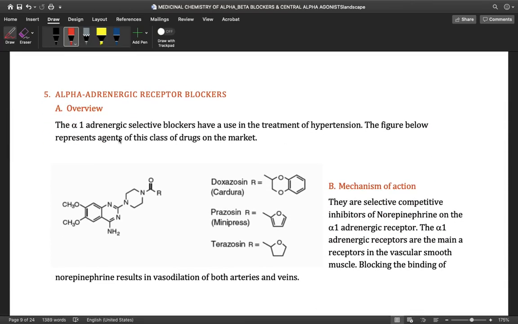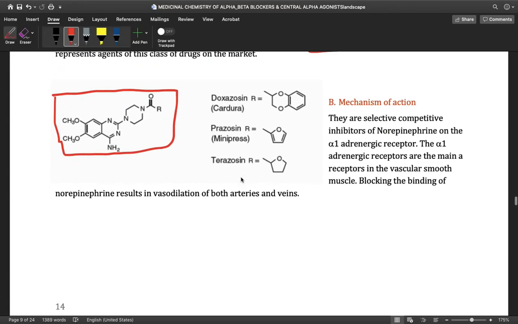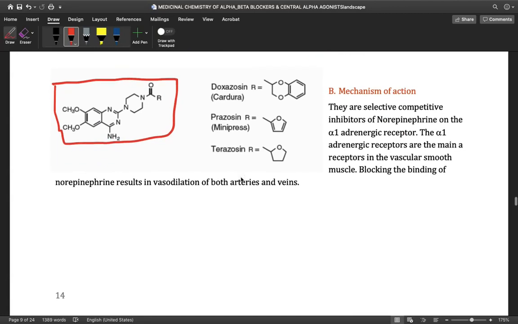All right, so now let's talk about the alpha adrenergic receptor blockers. The alpha 1 adrenergic receptor blockers have been used for the treatment of hypertension. Okay, and in this figure we have the pharmacophore of these alpha 1 adrenergic blockers.